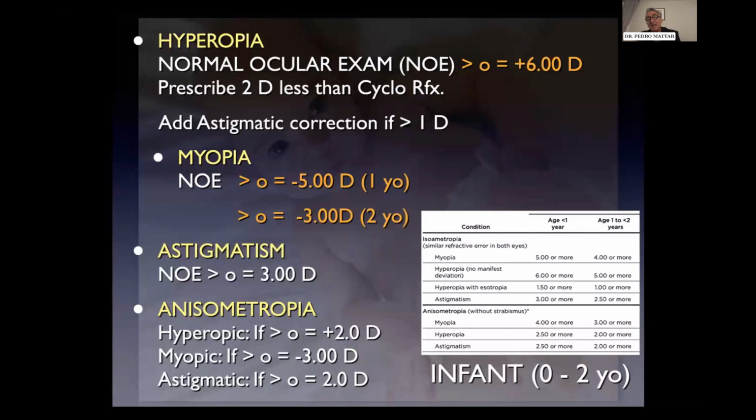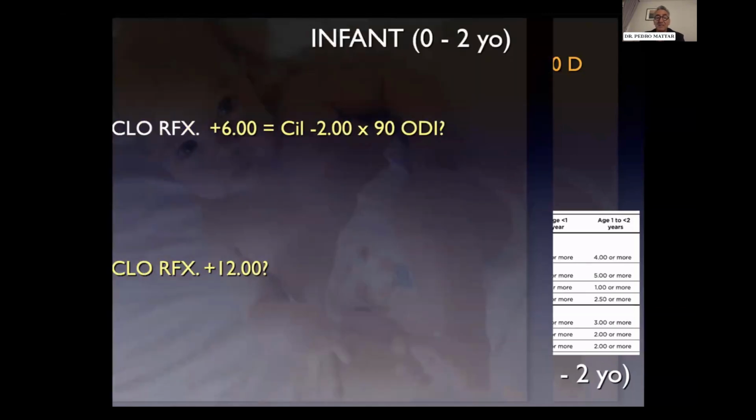In case of myopia, with a normal ocular examination, at 1 year we can say it's normal up to 5, and at 2 years, up to 3 is normal as well. In astigmatism, if the patient is an infant, we don't correct it unless there are more than 3 diopters. In case of anisometropia, the difference between one eye and the other, if there is a difference of hyperopia of 2 or more, we always have to correct it. In case of myopia, we correct if there is a difference of 3. And in case of astigmatism, if there is a difference of 2.